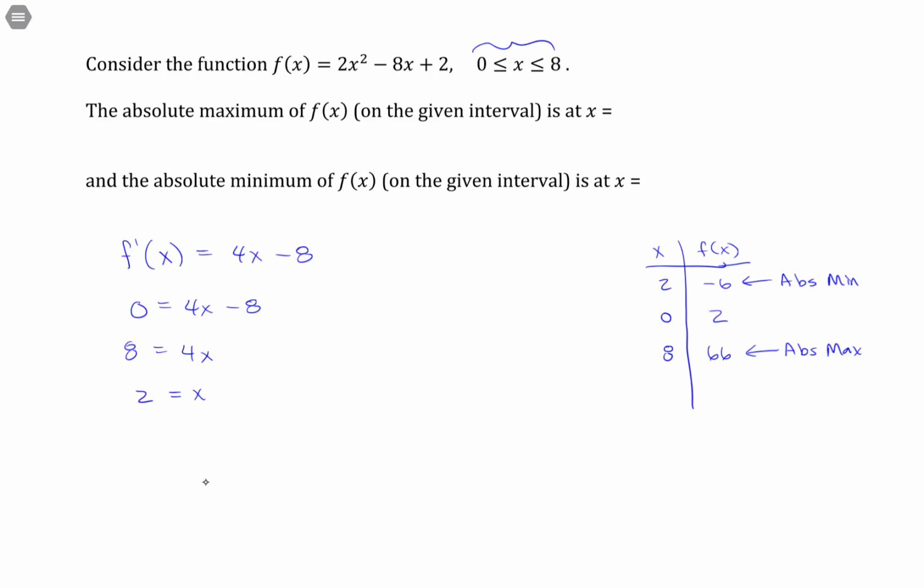So the absolute maximum is 66 at x equals 8. The absolute minimum is negative 6 at x equals 2.